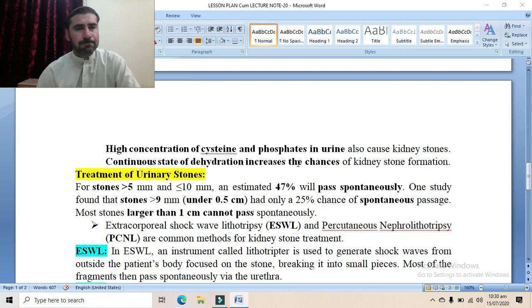Similarly, phosphate: whenever there is a high amount of phosphate in the blood as well as in the urine, it will combine with the calcium. As a result, calcium phosphate stones are formed.